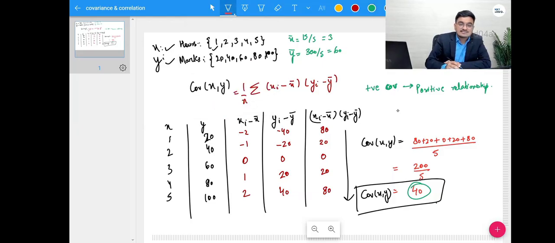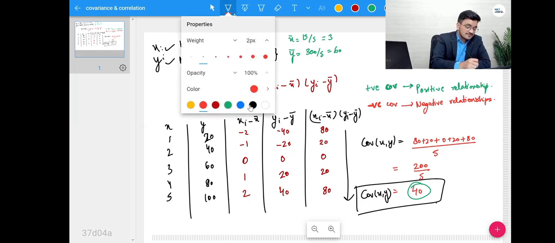Now there can be a case where two features have negative covariance as well. In case of negative covariance, we can say that there is a negative relationship between the features. So negative covariance represents negative relationships, which means if the values in one feature vary, it will have a negative impact on the other feature. If there is an increase in the first feature, there will be a decrease in the second feature. In case of a positive relationship, if there is an increase in the first feature, there will be an increase in the second feature as well, which we can observe with this data as well, right?